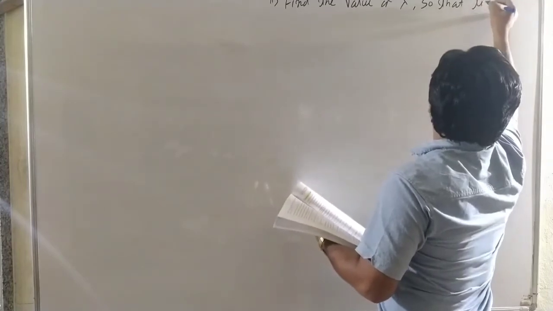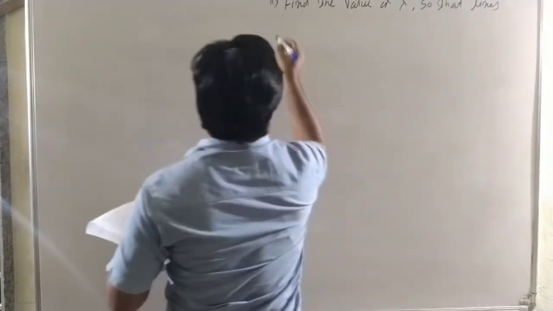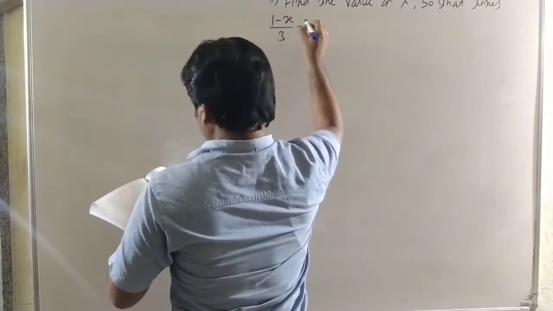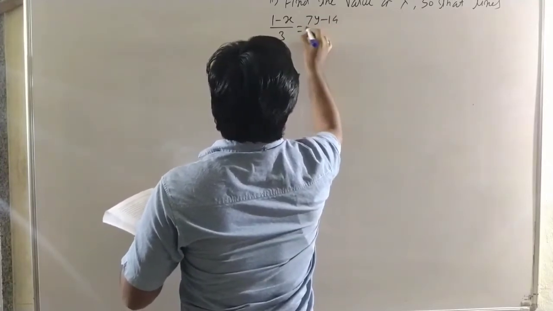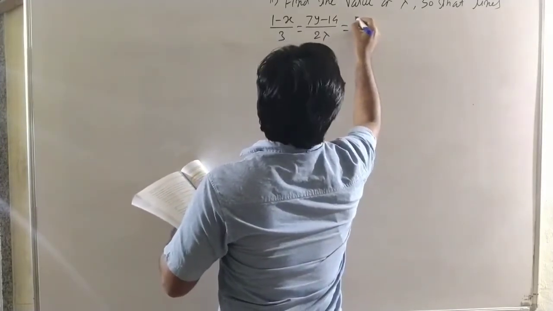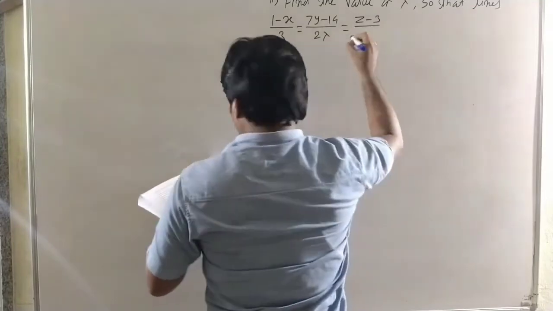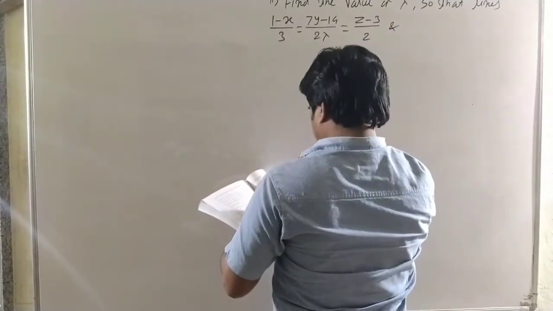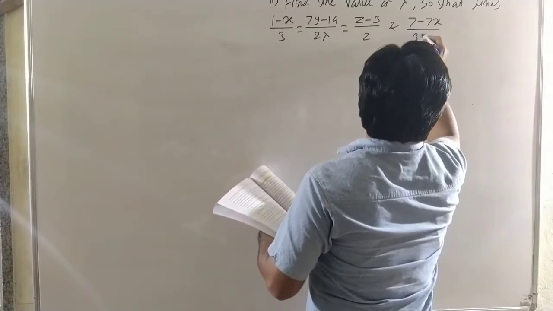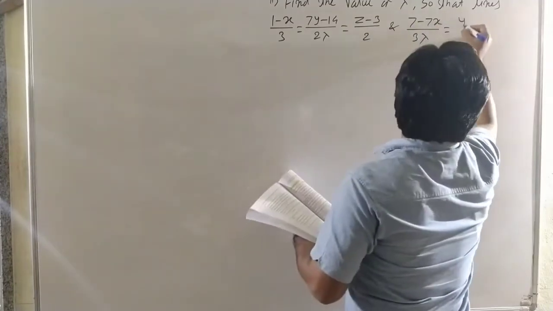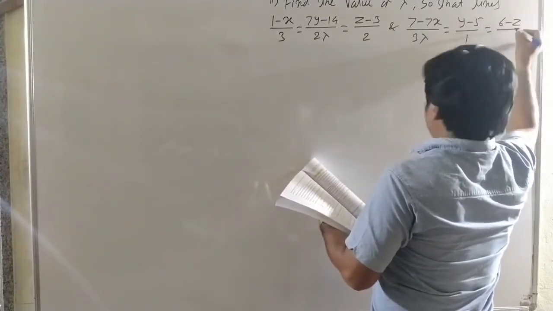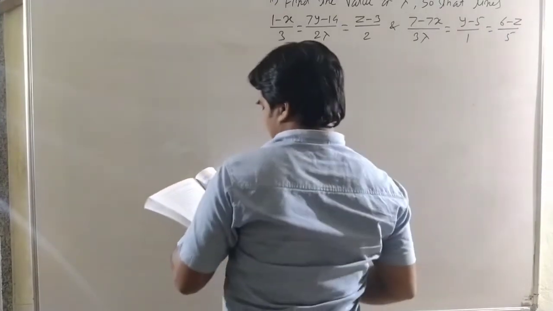the lines (1 minus x) upon 3 is equal to (7y minus 14) upon 2 lambda is equal to (z minus 3) upon 2, and (7 minus 7x) upon 3 lambda is equal to (y minus 5) upon 1 is equal to (6 minus z) upon 5 are at right angle.